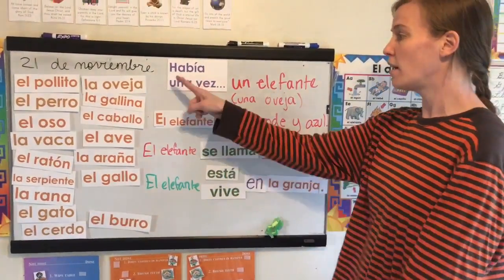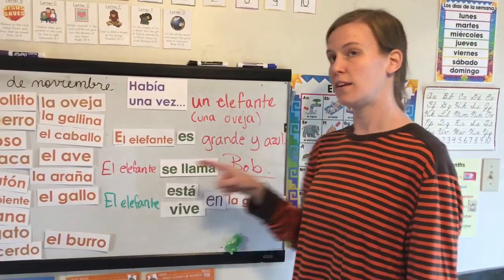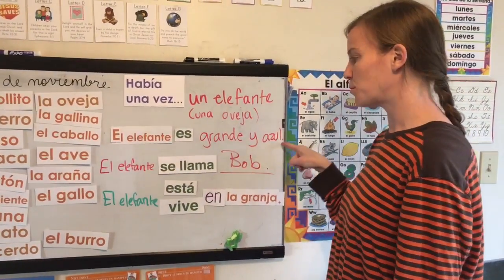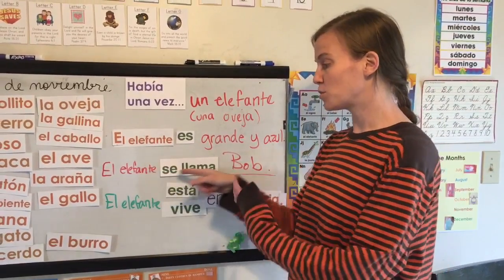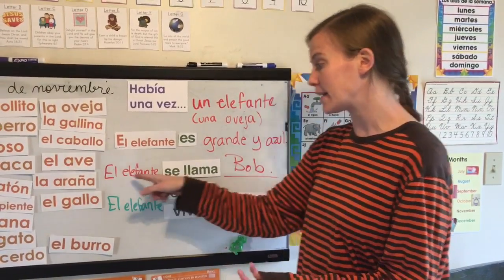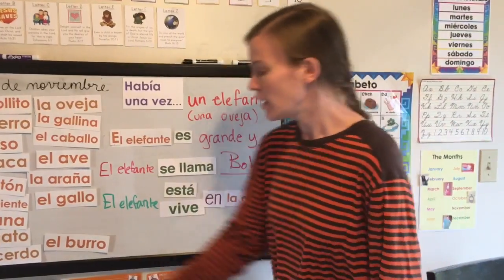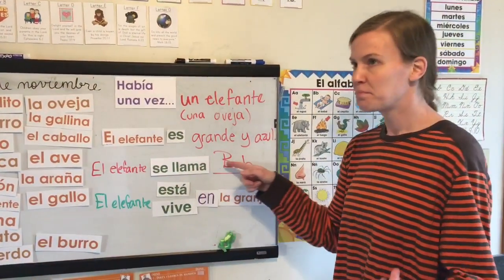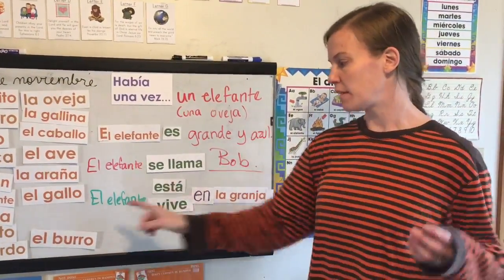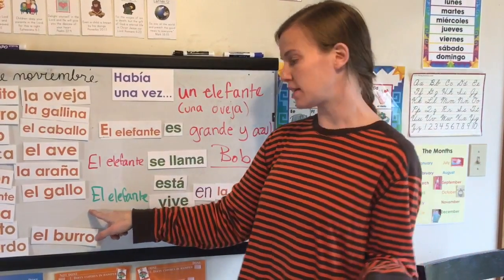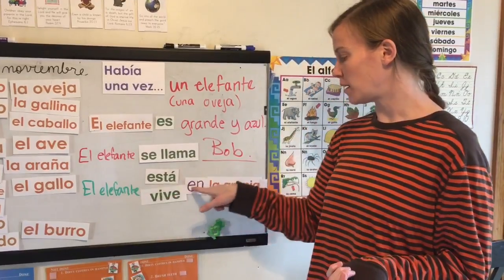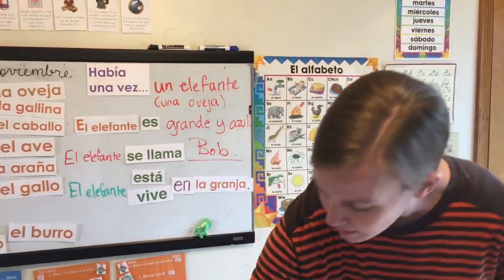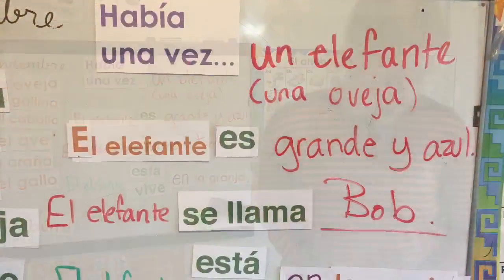So, my story so far. Había una vez un elefante. El elefante es grande y azul, describing. El elefante se llama Bob. My animal's name is Bob, so you could say la araña se llama Eduardo. El cerdo se llama Pepe, all right? Then, where is the elefante? El elefante está en la granja, or el elefante vive en la granja. Thank you. All right.